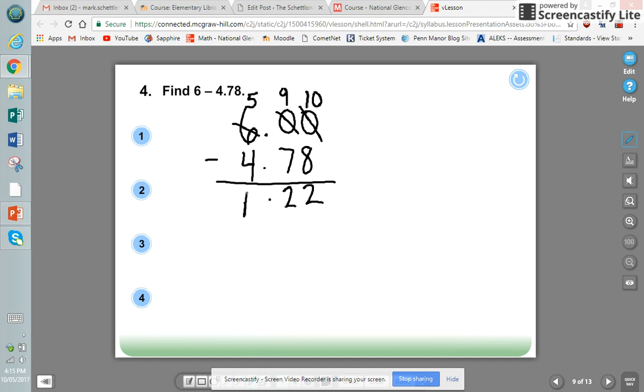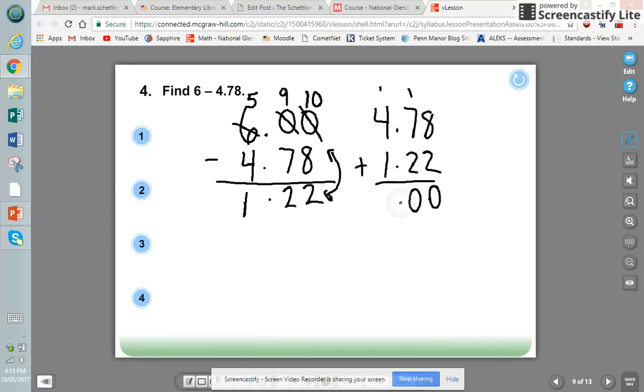There is a way to check my answer, which is to reverse it. Why don't we add these two numbers together and see if it comes out to 6. So 4 and 78 hundredths plus 1 and 22 hundredths. Let's see what that comes out to. 8 plus 2 is 10, and carry the 1. 7 plus 2 is 9, plus 1 is 10. Bring down the decimal. 4 plus 1 is 6. As it turns out, it checked out.